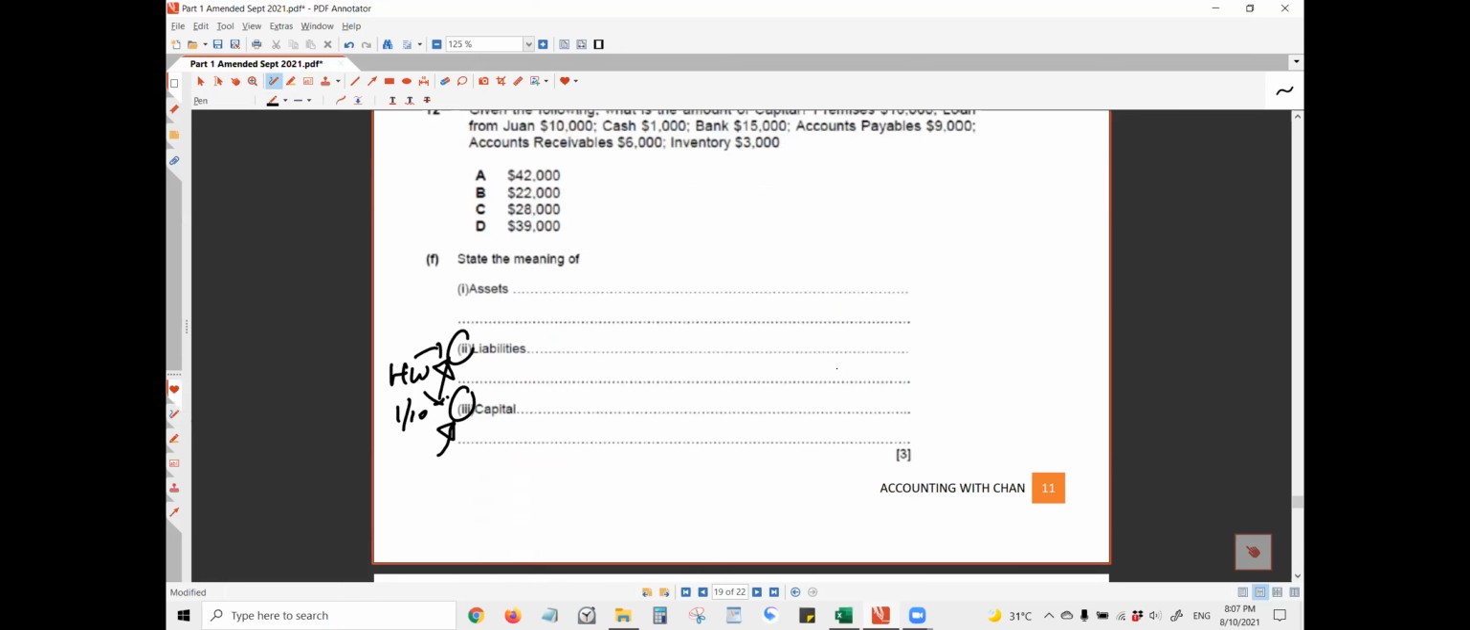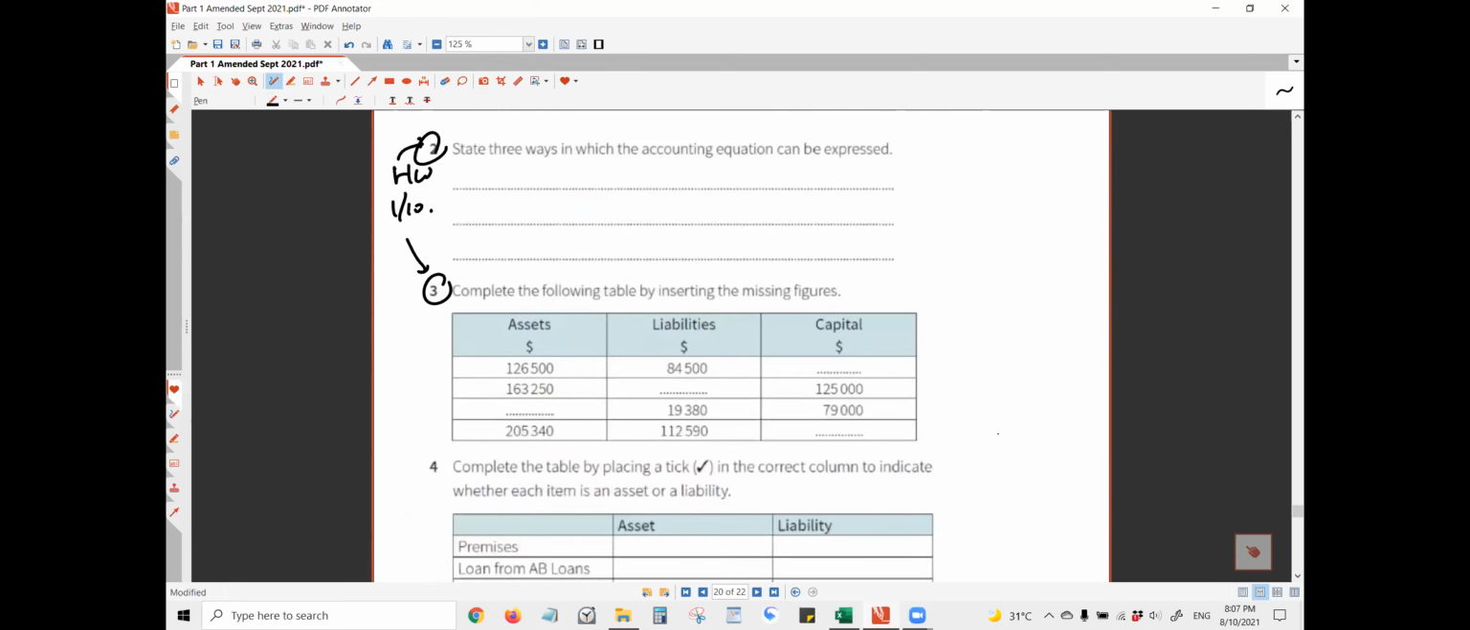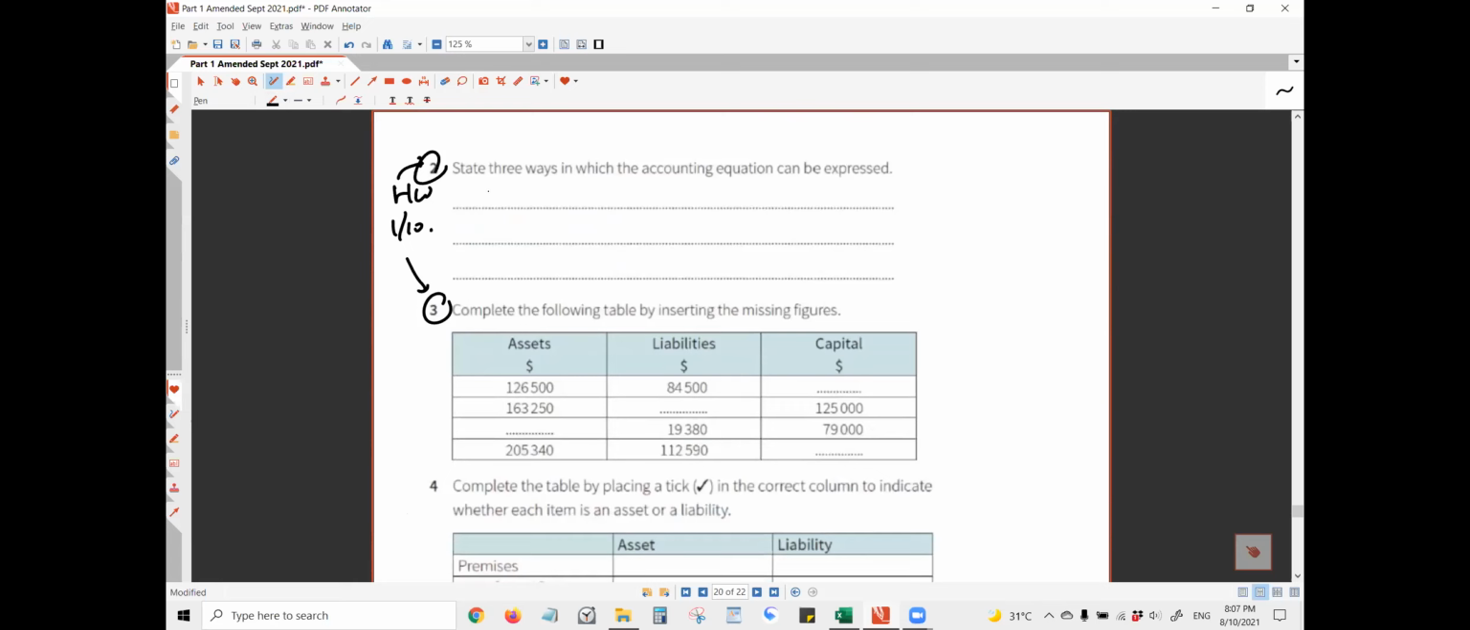And then for the definition kind of question, just go through on your own. Just copy and paste from the note section there. Nothing much to discuss here. Page 12. Three ways in which the accounting equation can be expressed.